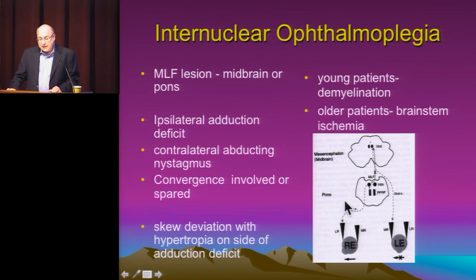If it's down in the pons area, convergence is spared. If it's up in the midbrain, close to the third nerve nucleus, convergence is impaired. You may have a skew deviation where one eye is higher than the other, with the hypertropia, the higher eye, being on the same side as the adduction deficit. In young people, it's due to demyelination, almost all the time.